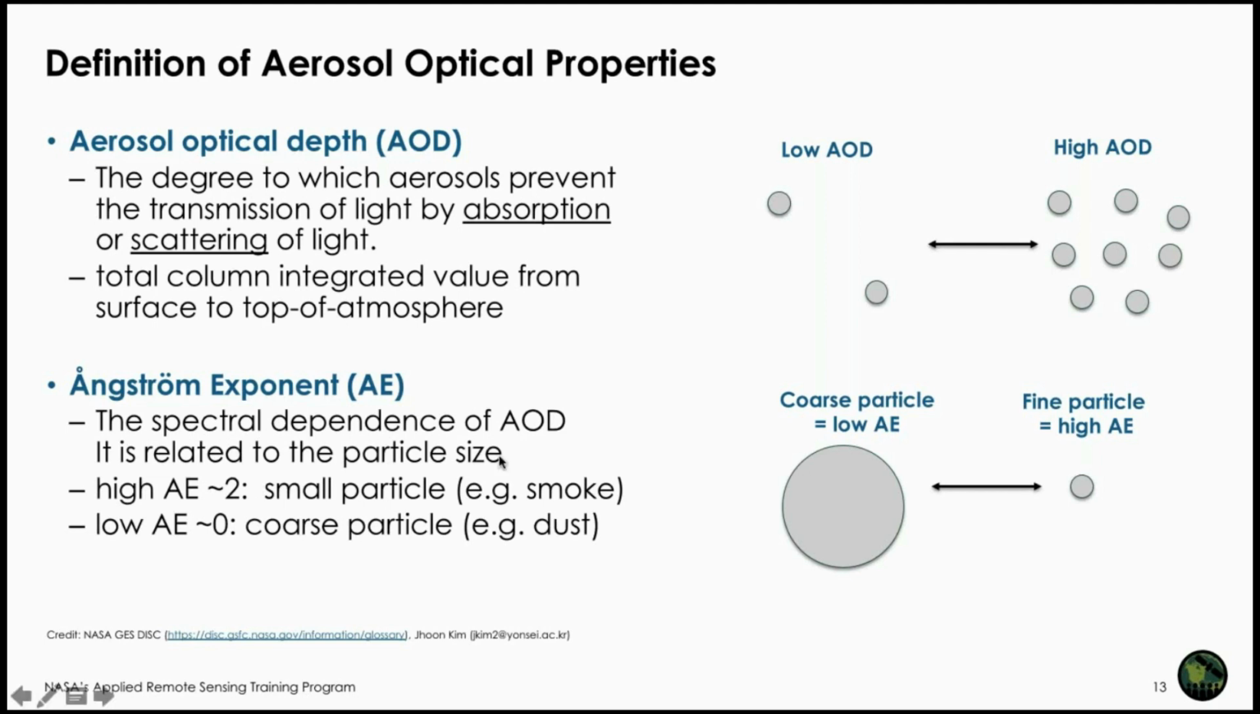The second one is the Ångström exponent. The Ångström exponent is the spectral dependence of AOD, and it is related to particle size. A high Ångström exponent, about 2, means very small particles like smoke aerosols, and a low Ångström exponent close to 0 means coarse particles like dust.